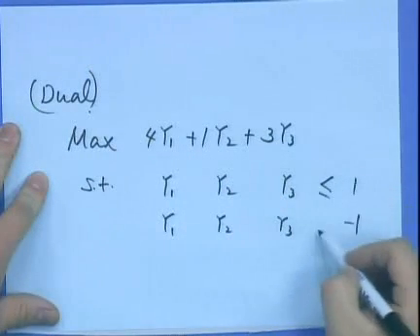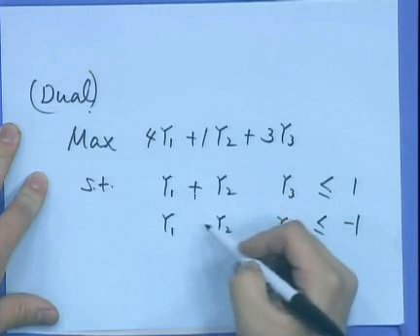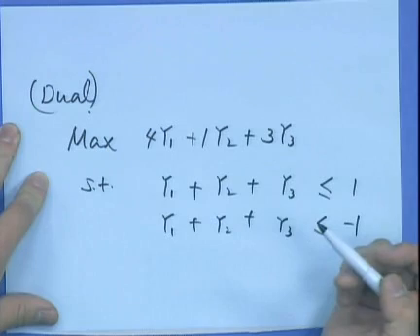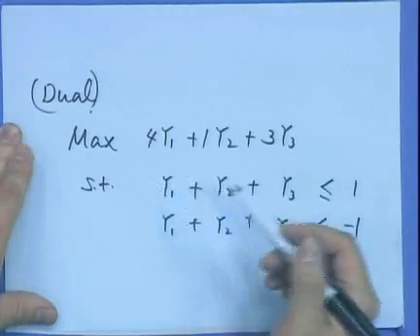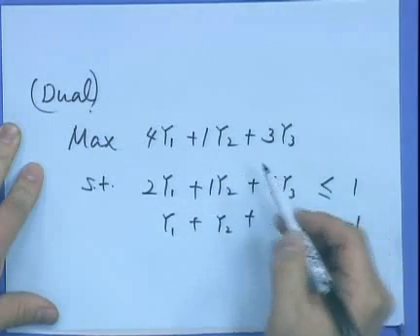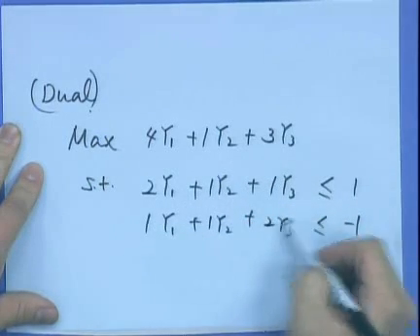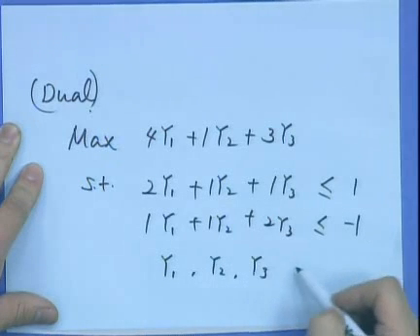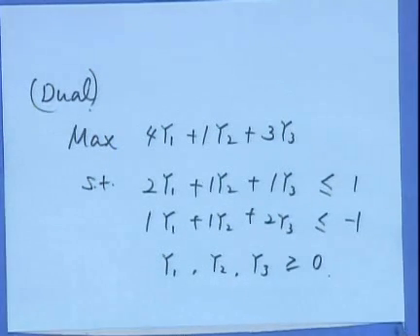It must be like this. And the transpose matrix becomes the constraint coefficients, which are 2, 1, 1, and 1, 1, 2, right? And all the decision variables, y1, y2, y3, must be greater than or equal to 0, right?